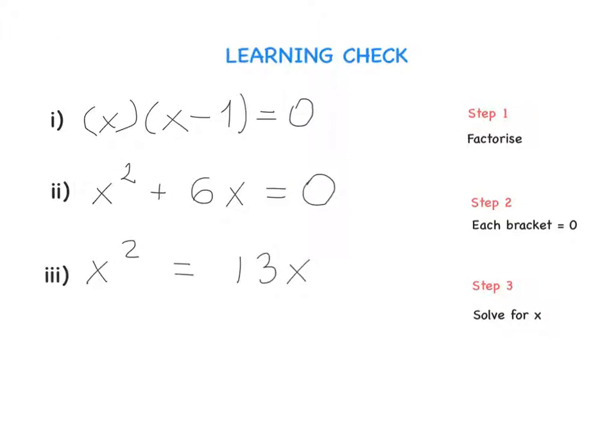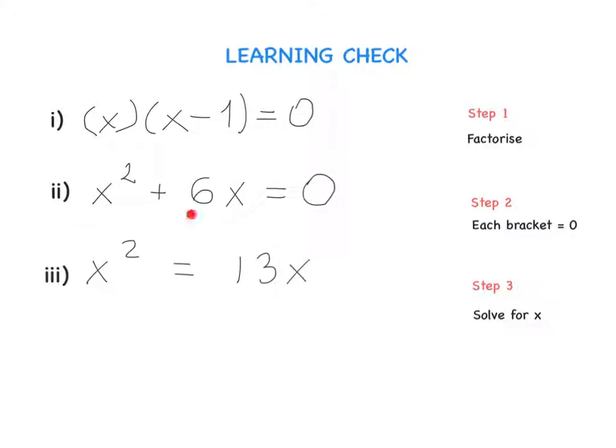Summarizing our video, we have our steps on the right. So you need to make sure you know these steps and you are following them all the time. So for the learning check, if you could do these 3 simple equations. So in here, factorizing is done for us. So you just need to put x equals 0 and x minus 1 equals 0 and then solve it.